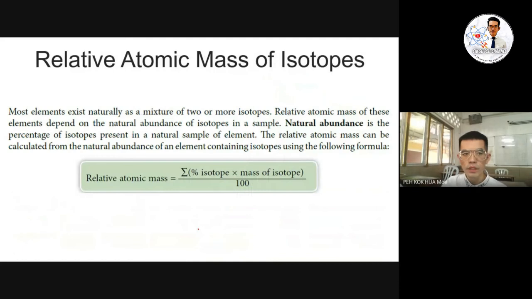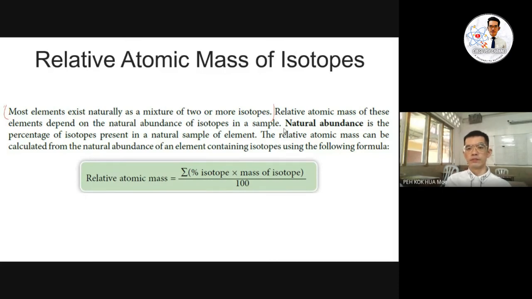Okay, so the second is the relative atomic mass of the isotope. Most elements exist naturally as a mixture of two or more isotopes. That is why we have this calculation, because, for example, hydrogen naturally is not only one type of isotope. There are actually three types. So we have to get the average mass of these three types of isotope of hydrogen. Okay, so the relative atomic mass of an element depends on the natural abundance of isotopes in a sample. Natural abundance is the percentage of an isotope present in the natural sample of the element.